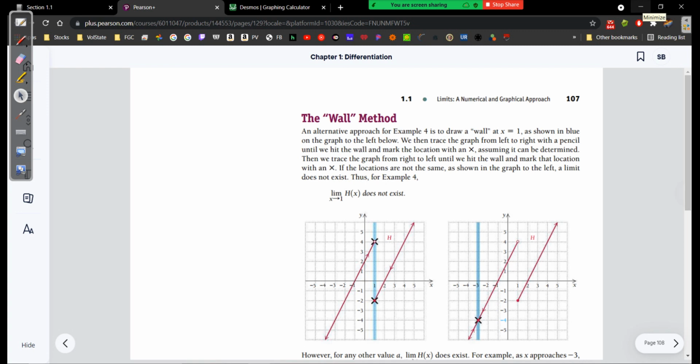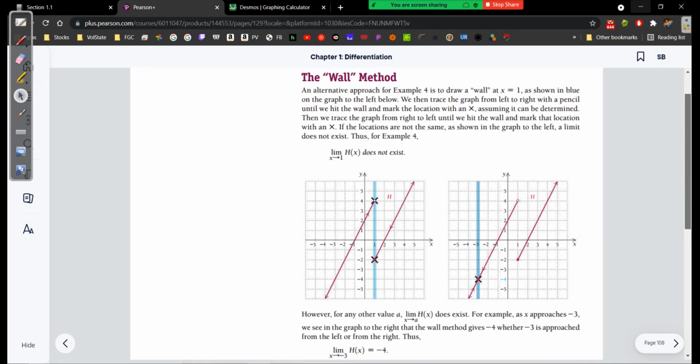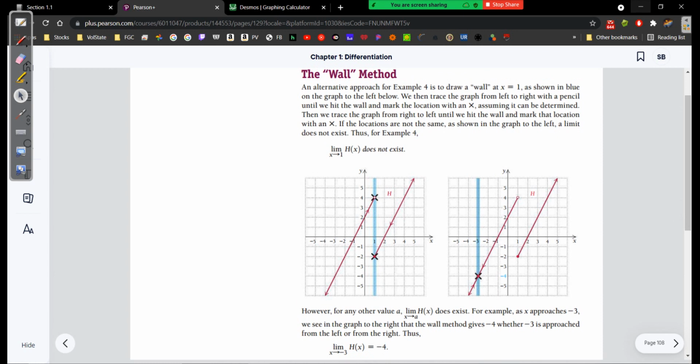All right. Okay. Well, I forgot about the wall method. We'll snip this real quick. All right. The wall method's pretty good.